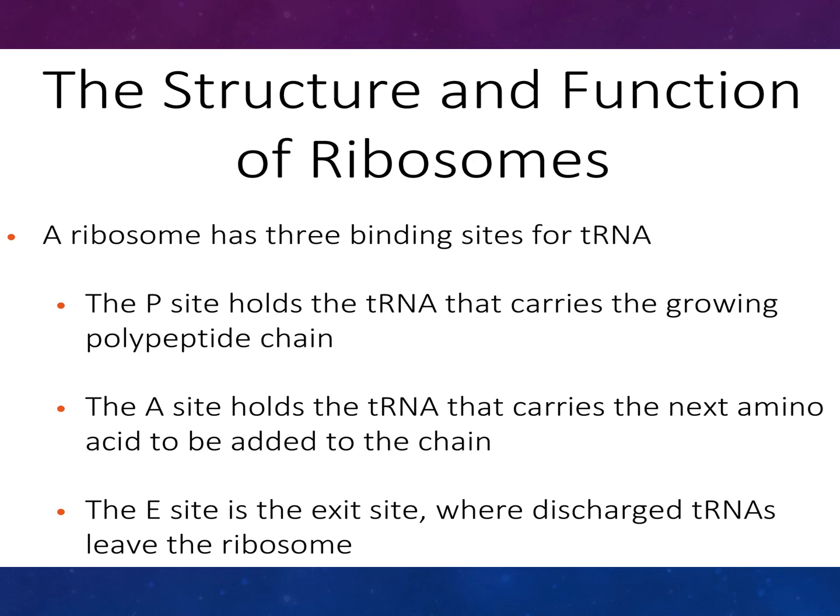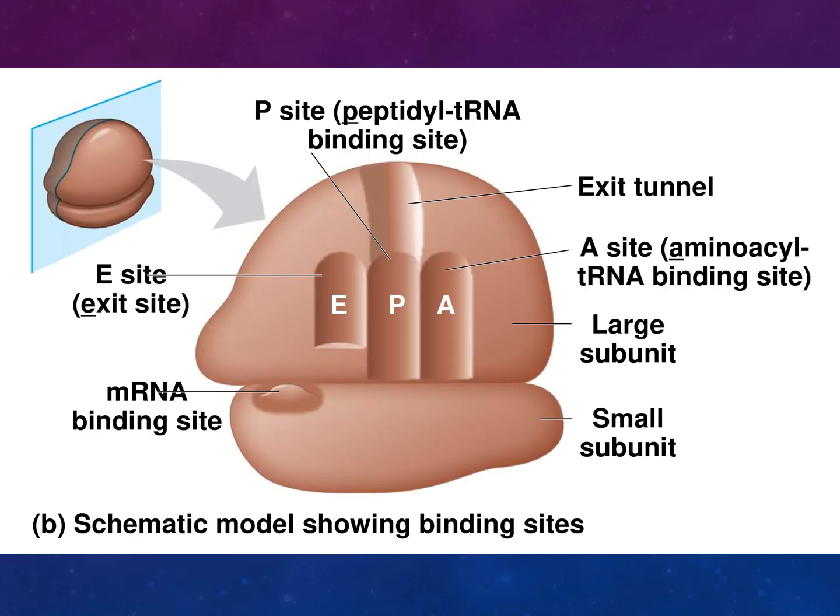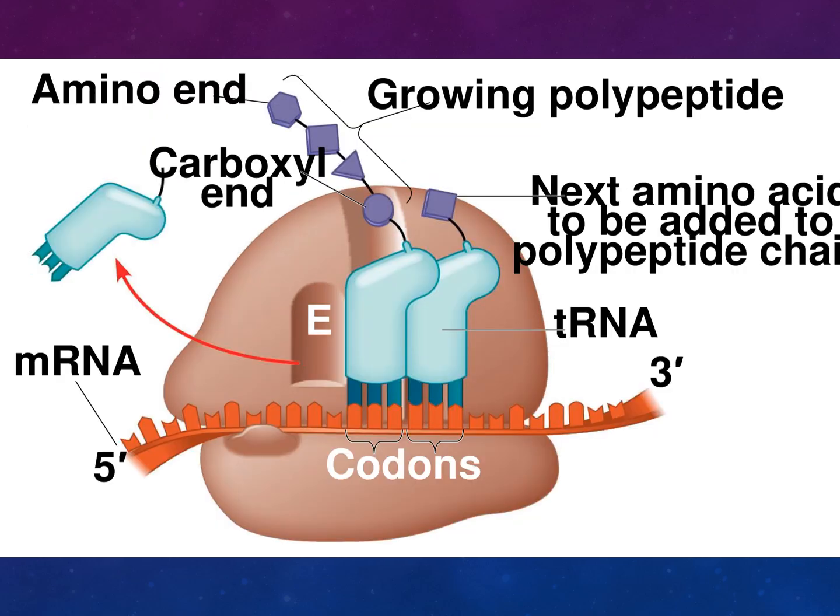So a ribosome has 3 binding sites for tRNA. The P site holds the tRNA that carries the growing polypeptide chain. The A site holds the tRNA that carries the next amino acid to be added to the chain. The E site is the exit site where discharged tRNAs leave the ribosome. Here's an example showing the E, P, and A sites, and the large and small ribosomal subunits. Further example of how this all comes into the picture with the growing polypeptide and then the next amino acid to be added to the polypeptide chain, with the tRNA present as well.